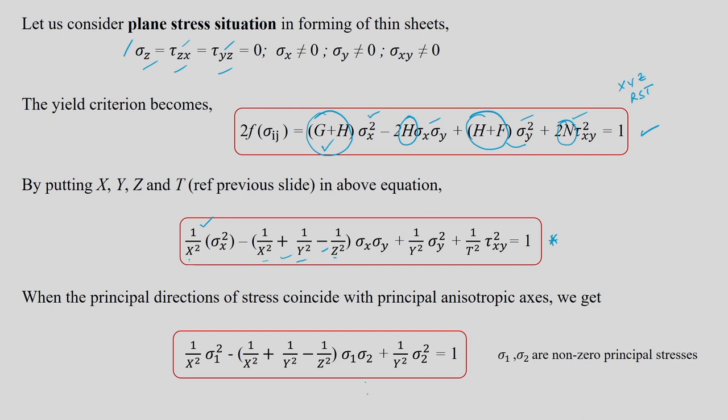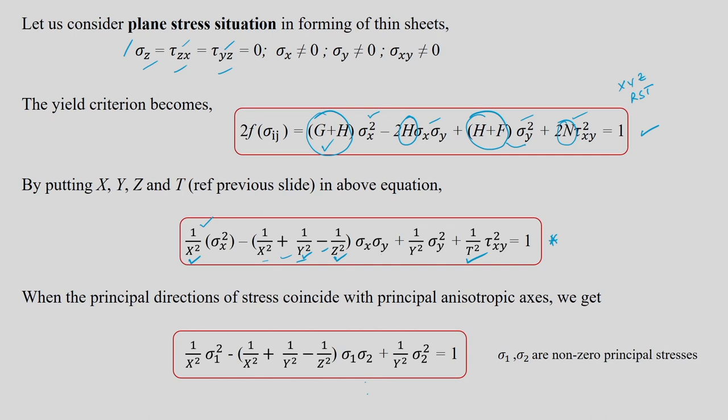What are they? One is X, the yield strength along the X direction, Y along the Y direction, and Z along the thickness direction, and then that's all, only T is there. T is one of the shear yield strengths. So, some known properties are inside that. And sigma x, sigma y and then tau xy have the usual definitions.